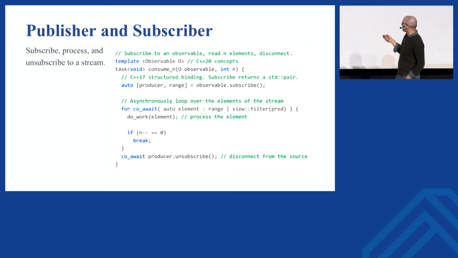So I call it consume n. It's going to consume a bunch of data from a stream. So here's an observable, which is something I can subscribe to. This is an asynchronous stream of data. And I can subscribe to that observable and get back a range, an asynchronous range, and a handle to the producer. And I can loop over all the elements of the range. I can filter that. I can apply any sort of view transformation that I want to this. It's all happening asynchronously. So when the data shows up, execution happens. I could do the work on the element. I can break at whatever period I want to break. And then I can unsubscribe from the producer and disconnect from the source.